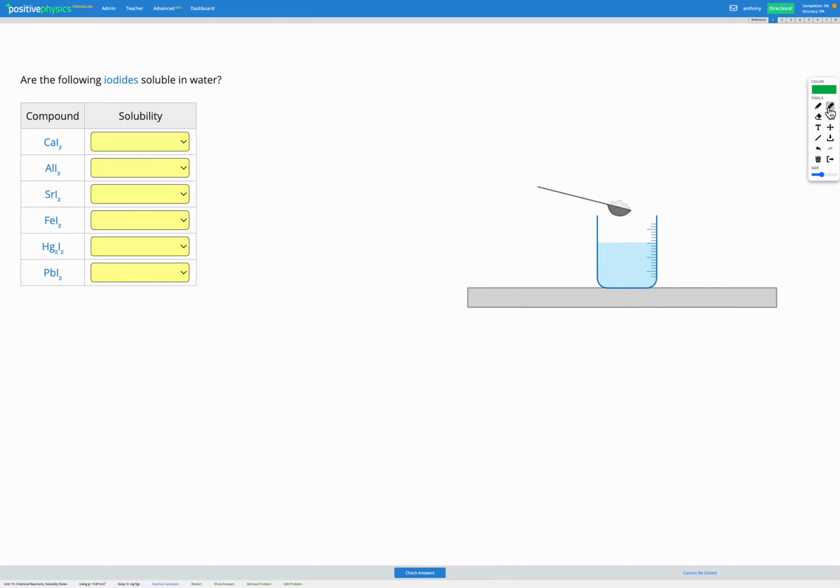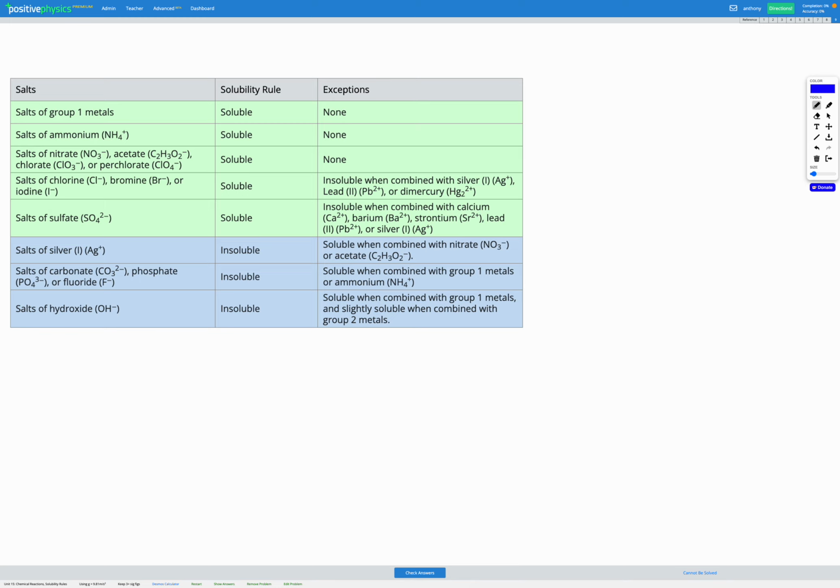In this question, we're asked whether a series of compounds are soluble or insoluble in water. This question's asking about iodides, so we have all of these compounds with iodine in them. So we're going to go to our reference sheet and have a look at the solubility rules tab. And here we're looking for anything about iodine, since that's the theme for the compounds we're looking at.